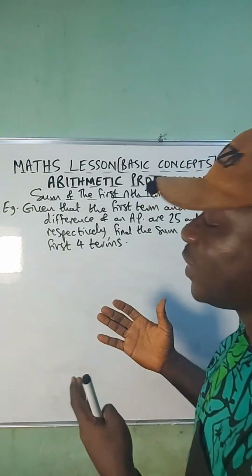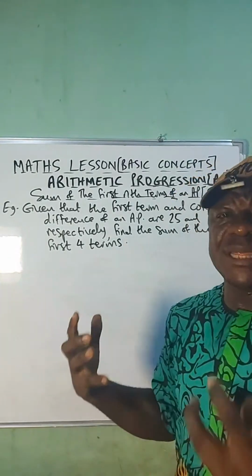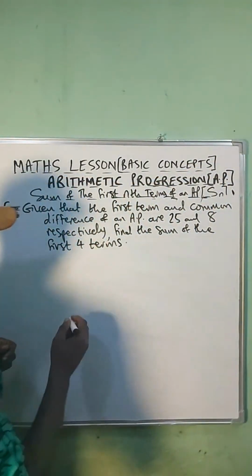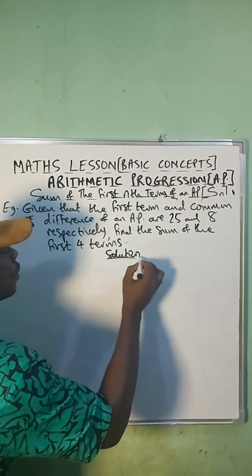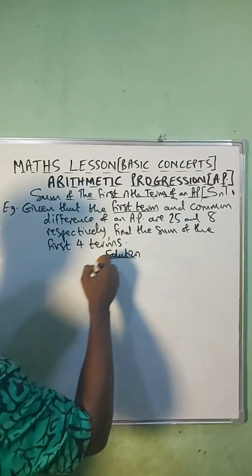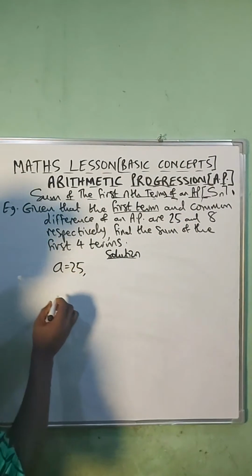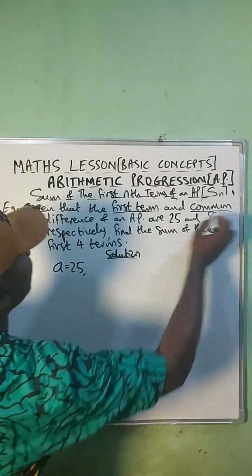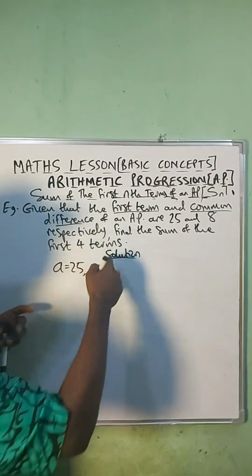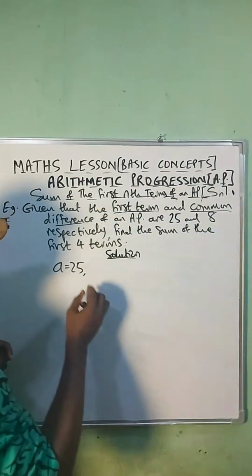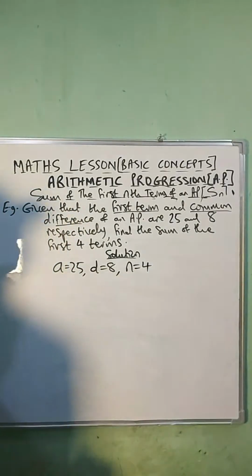So any question that involves calculation, what you do is that when you read the question, you bring out the parameters. So solution, the first term is 25. So A is equals to 25. Then the common difference is 8. Because they say respectively, that means in that order, this one is this one and this one is this one. So the common difference is 8. And so you should find the sum of the first 4 terms.